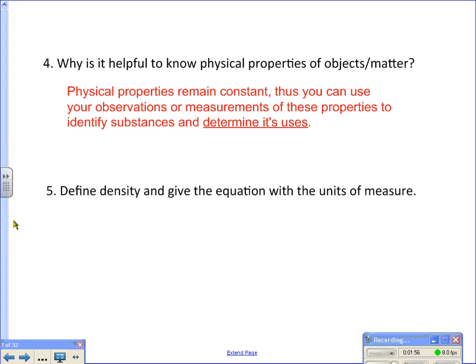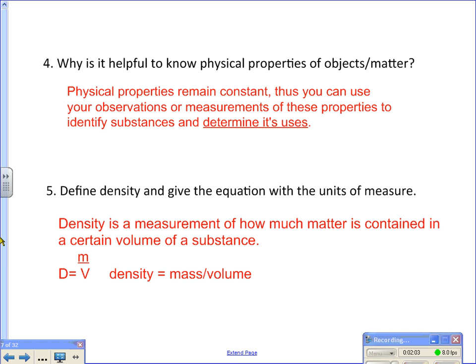Define density and give the equation with the units of measure. So how dense a material is, is the measurement of how much matter is contained in a certain volume of a substance. Density, D, equals M for mass divided by V for volume.